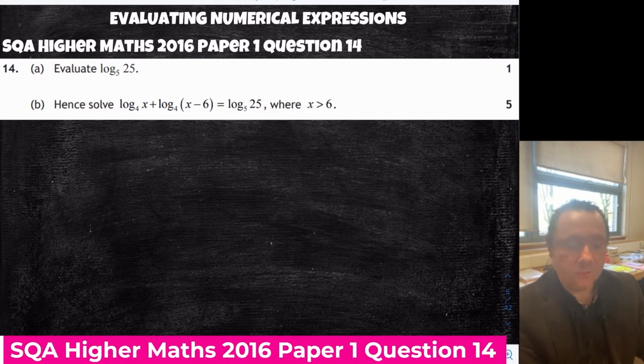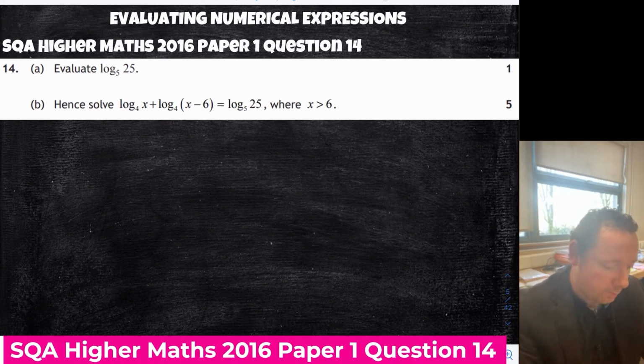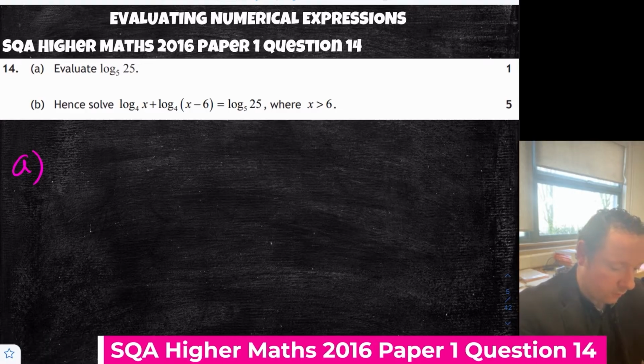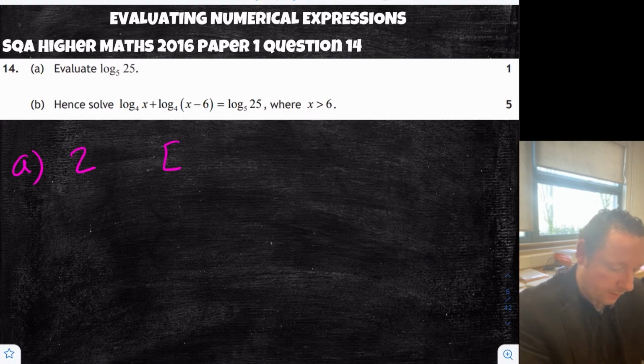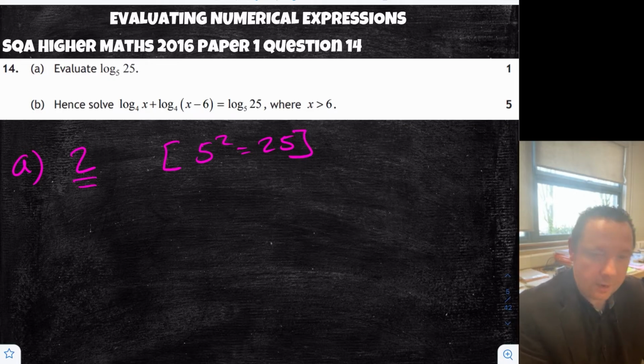Evaluating numerical expressions for logs, SQA Higher Maths 2016, paper 1, question 14. Part A, evaluate log base 5 of 25. It's 2, because remember, that means 5 squared equals 25. It's as simple as that.